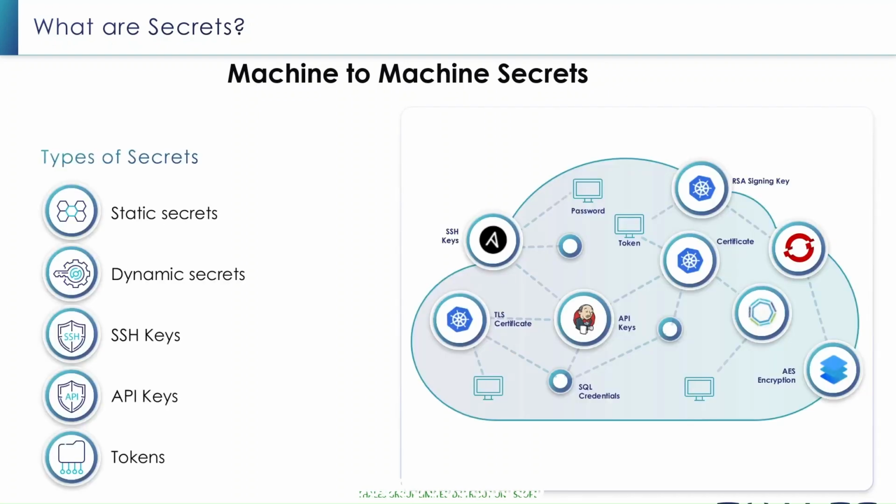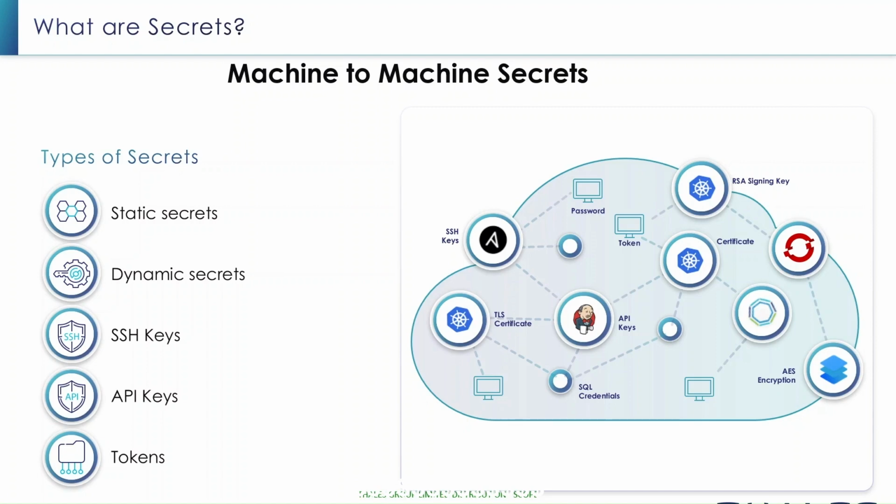But today in this video, I'll be focusing on machine-to-machine secrets, because in any organization, workloads are increasing and the number of applications is growing, requiring secrets to communicate with each other. For example, one microservice talking to another microservice via API keys to access certain functions. Maybe an application using static credentials like passwords to connect to the database to access sensitive data or PII data that's stored in the databases.